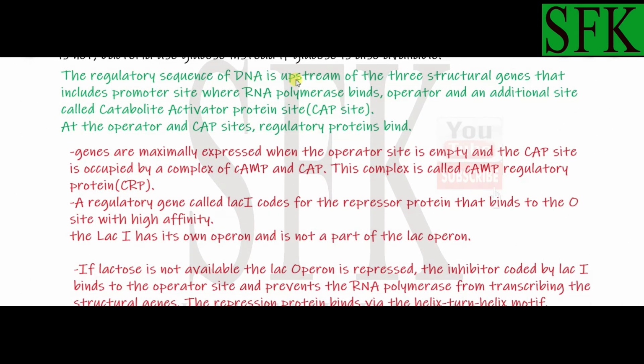The regulatory sequence of DNA is upstream of the three structural genes and includes the promoter site, where the RNA polymerase binds. Guys, please, you need to learn this function. Then the operator site, where the repressor molecule binds, and an additional site called the cap region. The operator and the cap sites are the two sites where the regulatory proteins bind: at the operator site, the repressor molecule, and at the cap site, the CRP complex. They are essentially important for the regulation of gene expression.